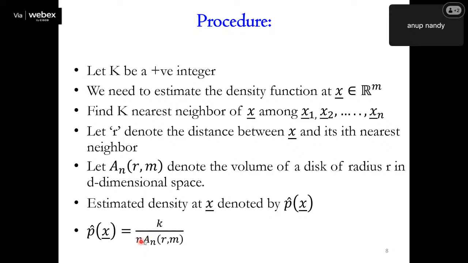So what is the meaning of k by n? Out of the n points, you are choosing the k points. Now if you look at this density, it is nothing but mass by volume, which we have already studied in school level mathematics and physics. The mass is k by n, meaning how many k points out of the n points are chosen from this volume, and A_n(r, m) is the volume. So this is the estimated density, and it can be estimated with certain rules.